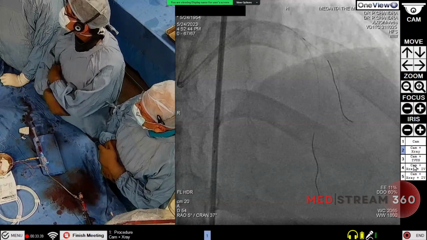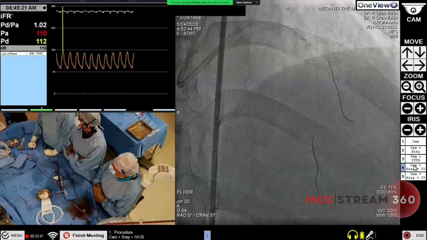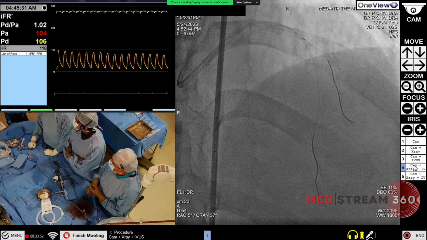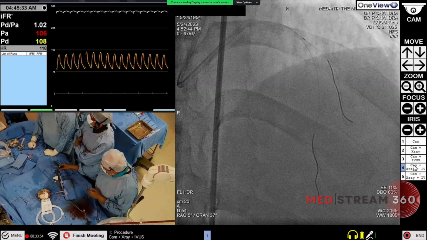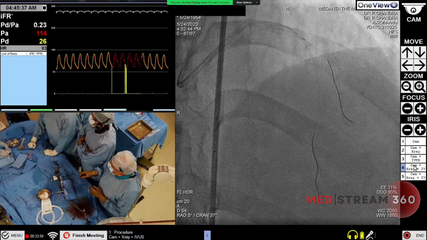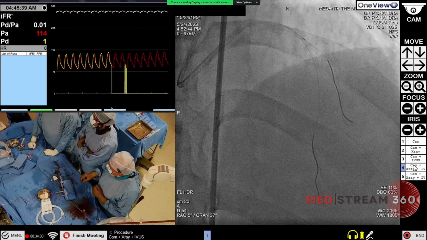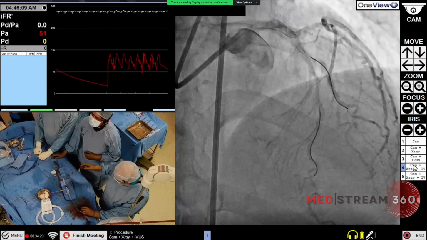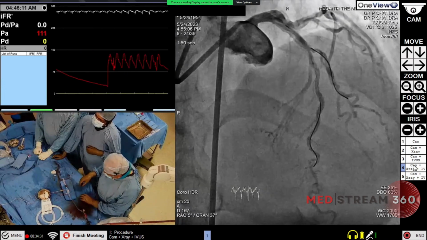So now the IFR is absolutely normalized. PDPA is 1.01. Excellent. So the PDPA is 1.01, 1.02. So we are good. I think it's absolutely fine. Okay. So we can do one more dilatation with a balloon.